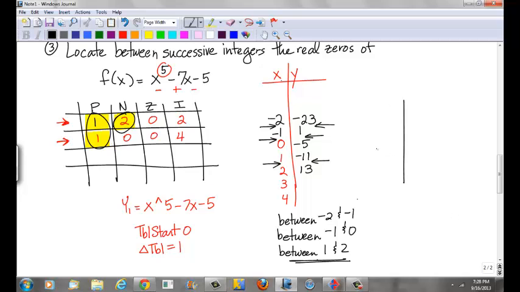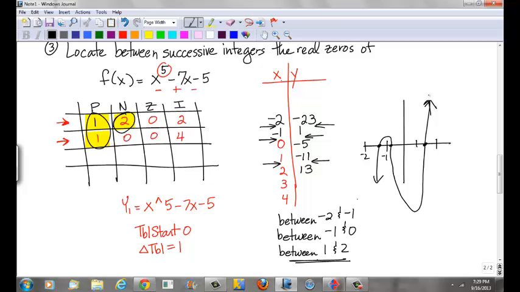Zoom decimal. You can see on zoom decimal it crosses between -2 and -1. It comes down, crosses up here, and then crosses between -2 and -1, crosses between -1 and 0, and then crosses between 1 and 2. Okay, and you don't have to graph it unless they ask you to. We're doing this all by doing a table.